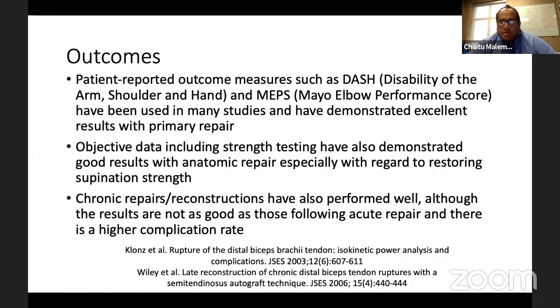Chronic repairs and reconstructions have also performed well, although the results are obviously not as good. The tendon quality usually isn't as good. Usually you need a graft and some sort of allograft, and there's typically significantly more retraction in these cases. Obviously, there's a higher complication rate.